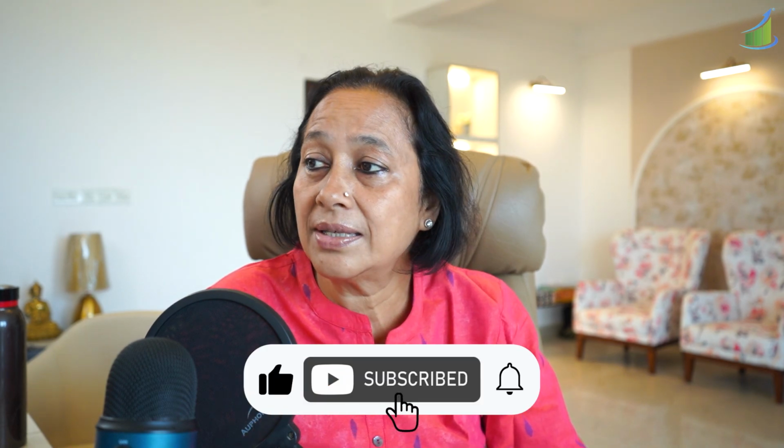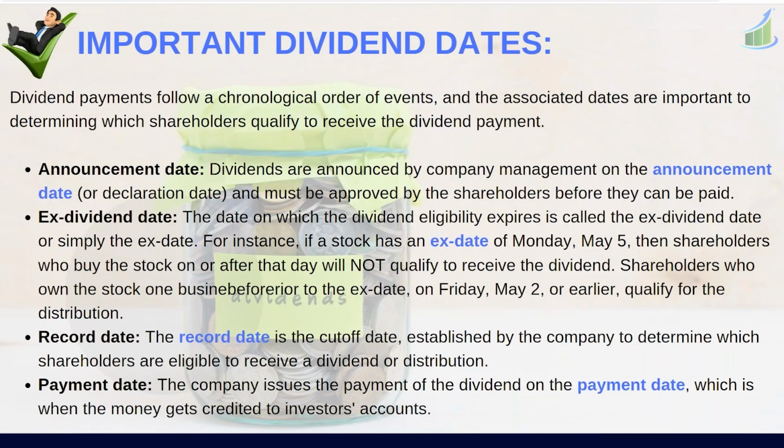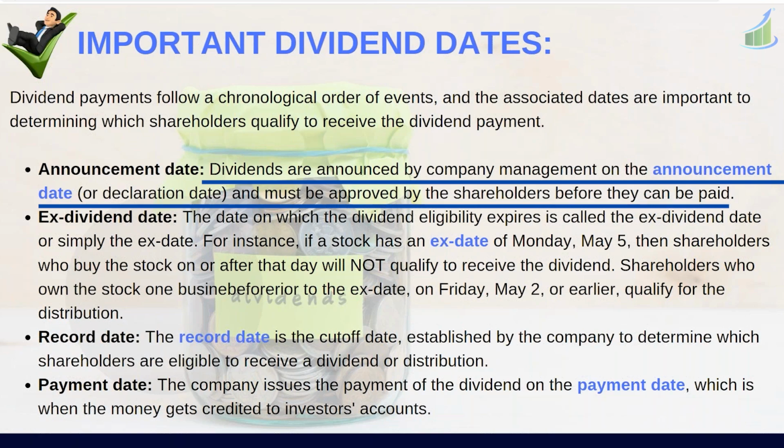Now, once you know what is dividend, how it is calculated, and which companies provide you dividend, it's important for you to know the different important dividend dates. Dividend payments follow a chronological order of events, and the associated dates are important in determining which shareholders qualify to receive the dividend payout. The first is the announcement date, a date when the company's board decides about the dividend and when the dividend will be paid out. Dividends are announced by company management on the announcement date and must be approved by the shareholders before they can be paid.